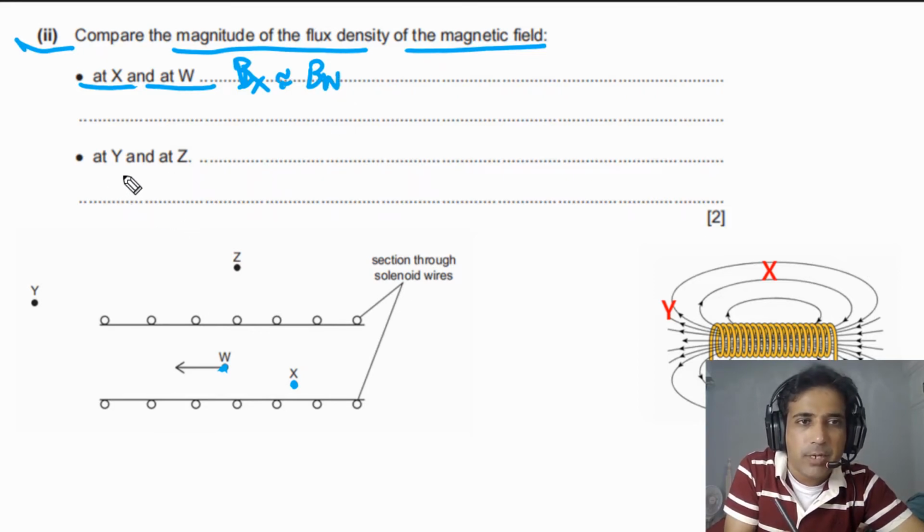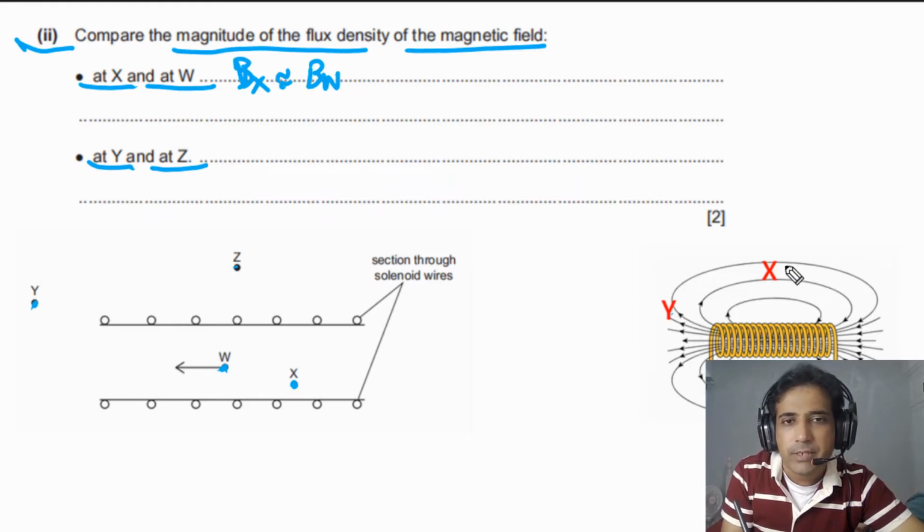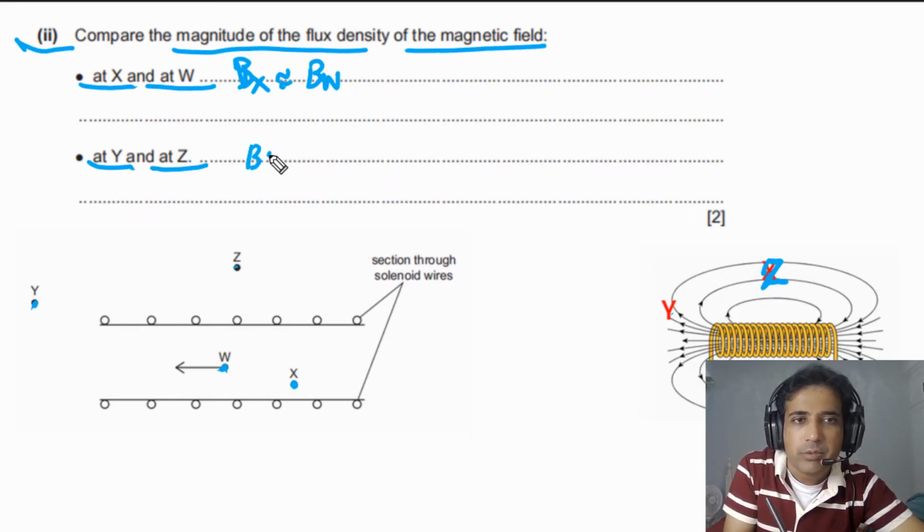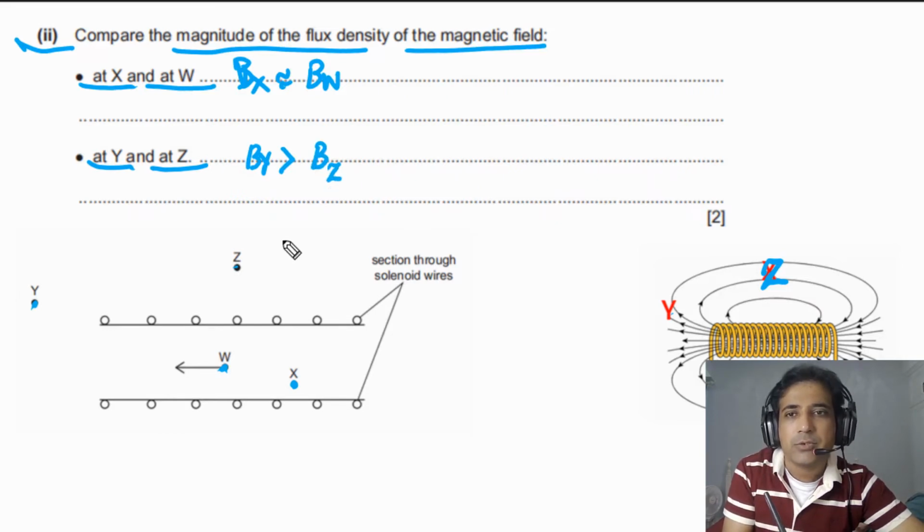And for the second part, we need to compare at point Y and at point Z. Means at this point and at this point. We have already discussed magnetic field at Y is stronger than magnetic field at Z. So simply we can say magnetic flux density at Y is greater than magnetic flux density at Z. So that's all what you need to write down. This question has 2 marks. So this mark is 1 B mark and this is second B mark. So this is another B mark.